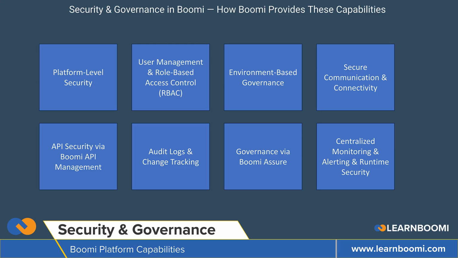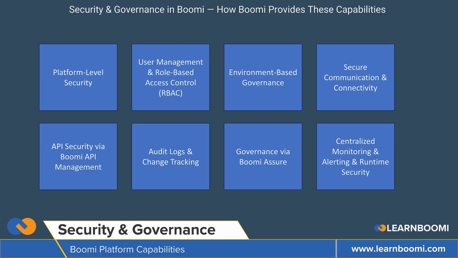Next is the API security via the Boomi API management. Boomi provides OAuth 2.0, API keys, JWT validation, rate limiting, IP whitelisting, and threat protection. So this secures API endpoints exposed through the Boomi API gateway. Next you have audit logs and change tracking. Boomi tracks user actions, process changes, deployment history, and component modification. These logs help with compliance and troubleshooting.